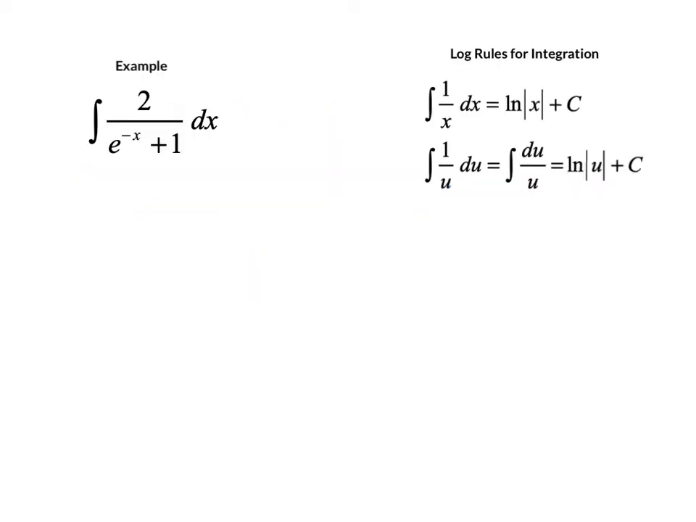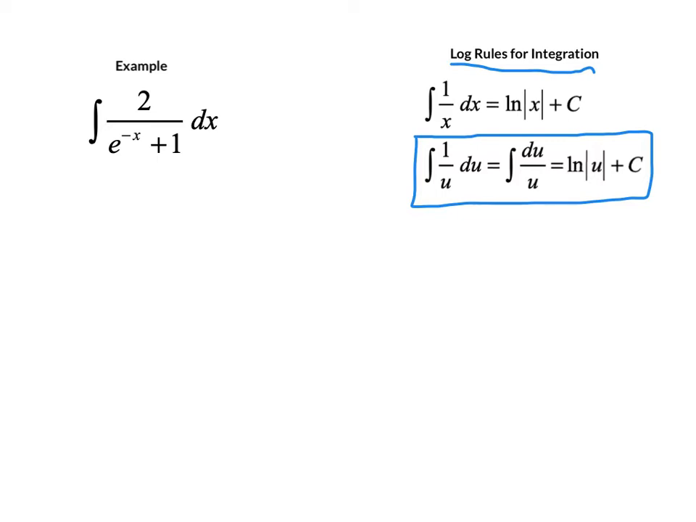Here we're presented with kind of a tricky integral. It's a rational function, 2 divided by e to the negative x plus 1. And we might give it a thought that possibly we could use our general log rule for integration, which states that we're looking for a fraction in the form du over u. But unfortunately, that's not the case here.